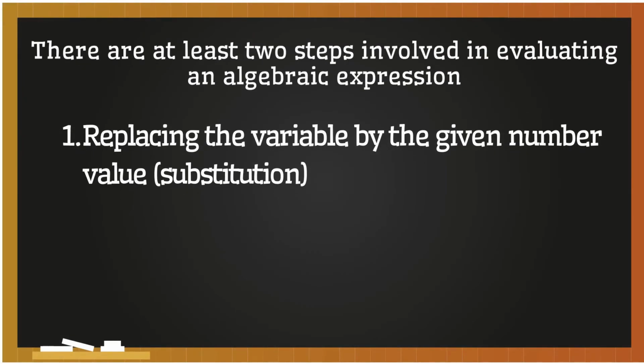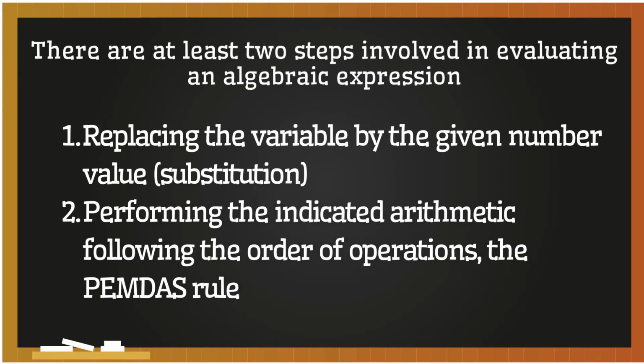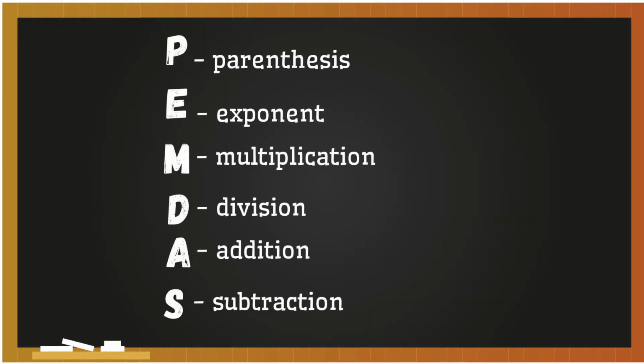There are at least two steps involved in evaluating an algebraic expression. First, replacing the variable by the given number value, and this is what we call substitution. Second, performing the indicated arithmetic following the order of operations, in this case the PEMDAS rule. PEMDAS stands for P, parenthesis, E for exponents, M for multiplication, D for division, A for addition, and S for subtraction.